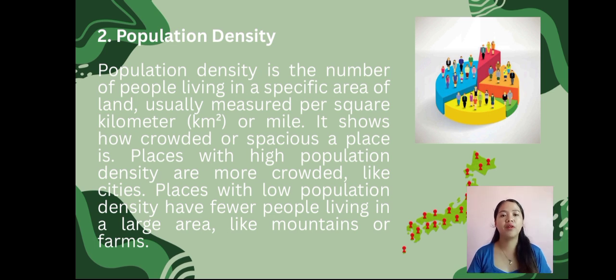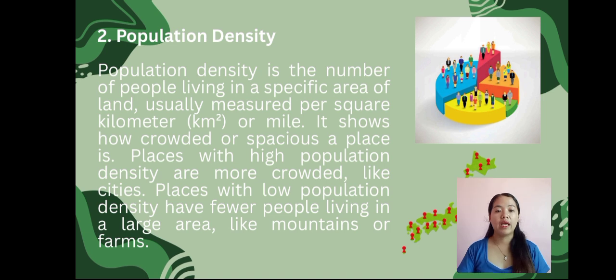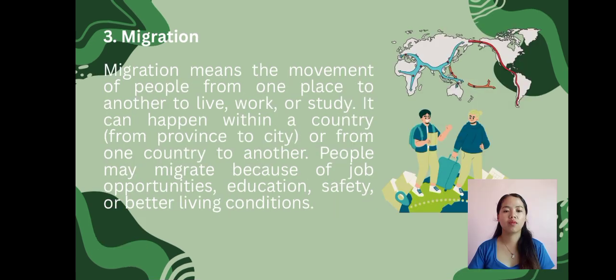This helps planners understand where there is too much crowding or where there is room to grow. High density may lead to traffic, pollution, or housing problems. Low density may mean more land is available, but fewer services are nearby. If 1,000 people live in 1 square kilometer, the population density is 1,000 people per square kilometer.